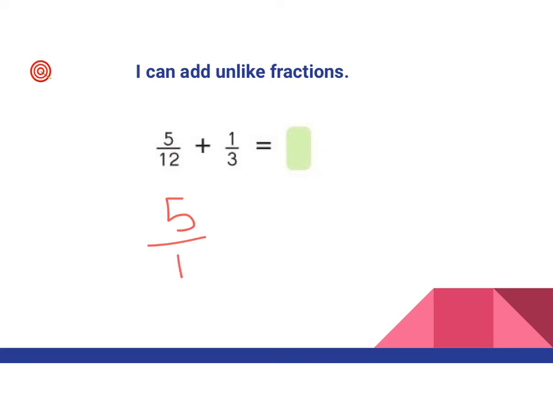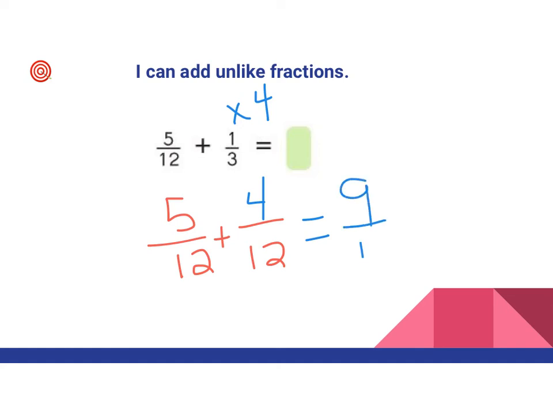I'm looking at these denominators and I'm thinking it would be easy to make them like fractions by having a denominator of 12. So I'm going to find an equivalent fraction for 1/3. 3 times what equals 12? It's 3 times 4, so I'm going to multiply the numerator by 4 as well. 1 times 4 is 4. So now my new problem is 5/12 plus 4/12.